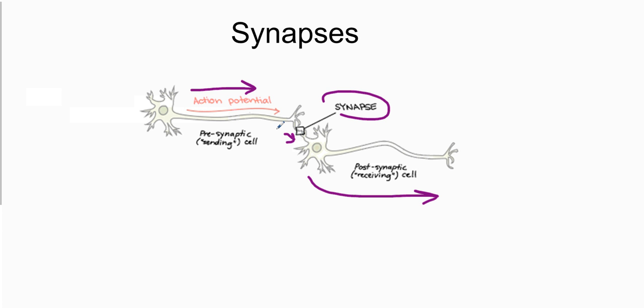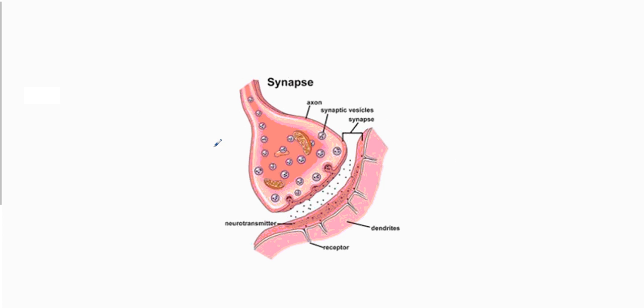All I want you to know for now is that what happens before the synapse is called the presynaptic cell, and what happens afterwards is called the postsynaptic cell. Let's take a look at this a little closer. So here we can see that an action potential is coming down this way, right? It's going to then release a chemical, which we call a neurotransmitter, which is going to go ahead and diffuse slowly across this open area, this synapse, right?